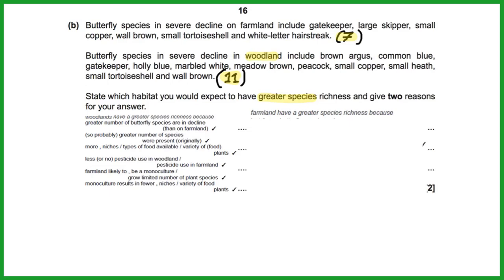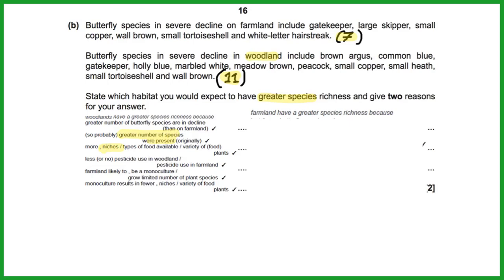So woodlands could have a greater species richness because they've got a greater number of butterfly species in decline. So they've got 11 in decline as opposed to 7. So there were probably a greater number of species present. Additionally, there are just more species there, so there's a greater species richness. Well, why might that be? It's because there are more niches within a woodland than there are in a farmland.